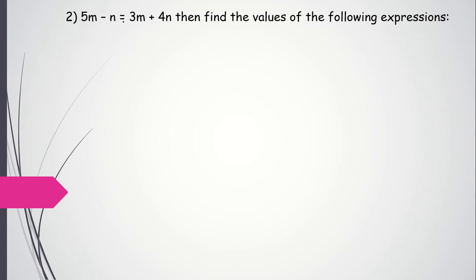5m minus n is equal to 3m plus 4n. Then find the values of the following expressions. This is like component or dividend or sums which we have done in the previous exercise. It's like that. Find the values of the following ratios. Now what we are given is this. Now in order to find the value of this ratio, we need what is m upon n. So using what is given, we are going to first find what is m upon n.